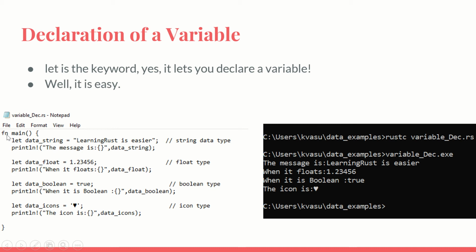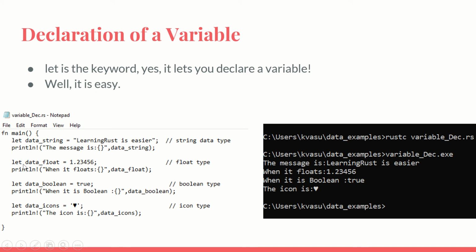Very simple. Function main, and inside that, let data underscore string. When you have a string, you need to put it within double quotes, and this is pretty common in most programming languages, and we are following the same. Learning Rust is easier, and this is the string data type. Now when I want to print it, println exclamation mark, the message is, you see the curly brace here, this is mandatory. The message is colon curly brace, data underscore string. The variable name is data underscore string and it has the string stored inside it, and let is used to declare a variable.